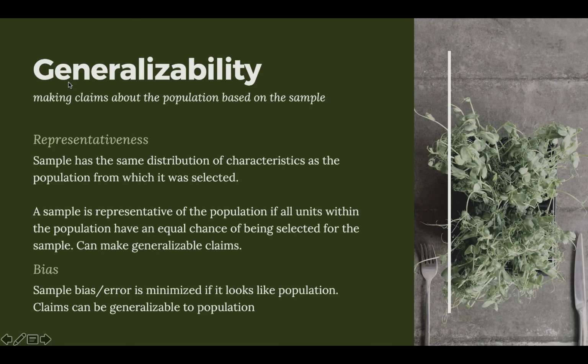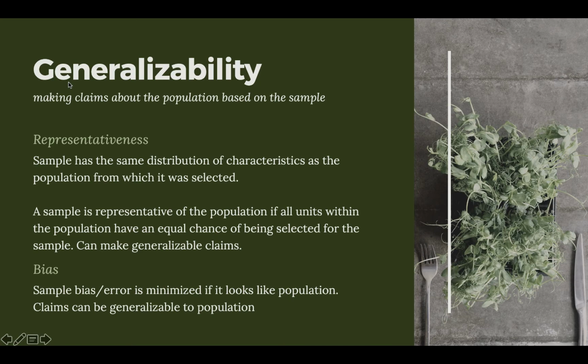Representativeness is this idea that the sample that we collect is going to have the same distribution of characteristics as the population from which it was selected. So if 10% of the SDSU student population are freshmen, then we would expect that 10% of our sample of those students would also be freshmen.